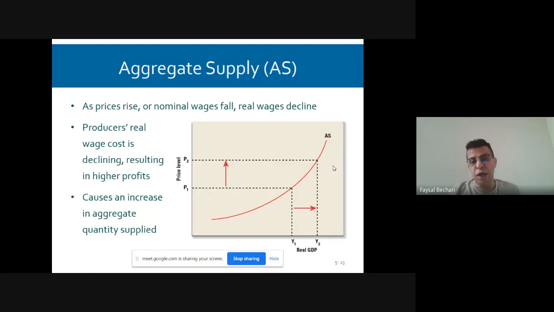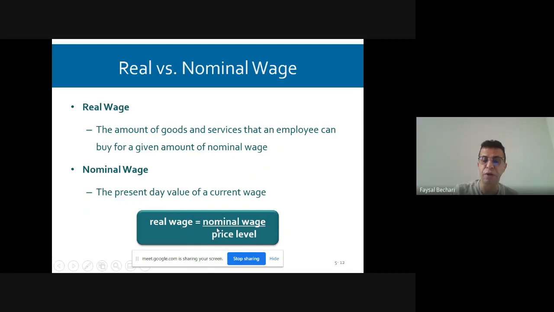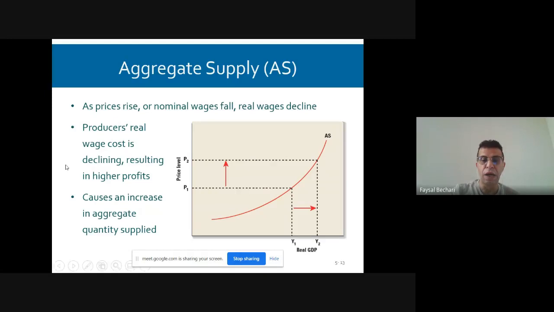So here, where we have an aggregate supply, as the prices rise, or the nominal wage falls, the real wage declines, because we know the real wage is this one. As the price increases, the real wage declines. Now, producers' real wage cost is declining, resulting in a higher profit.